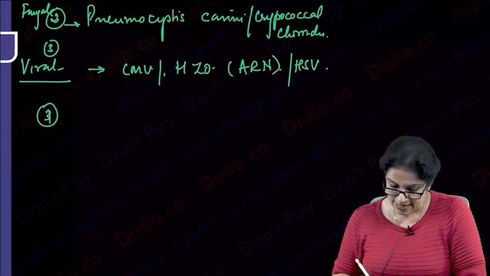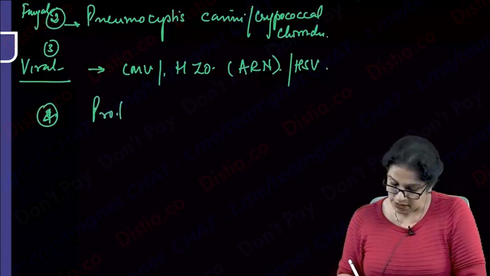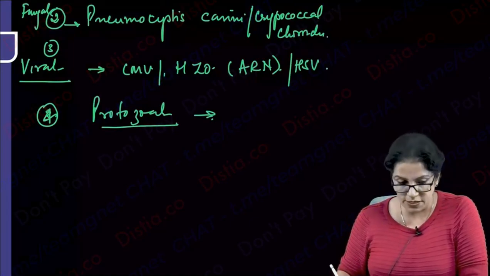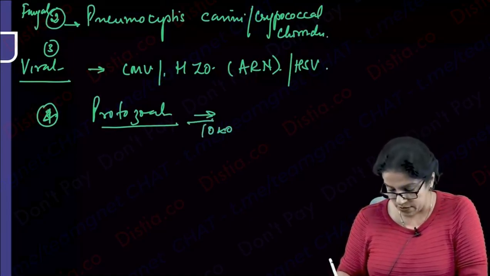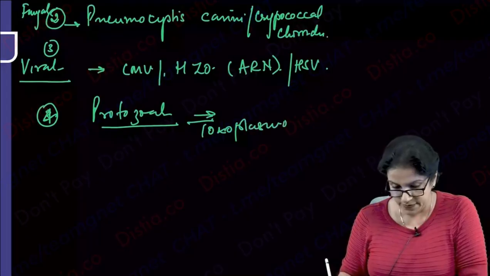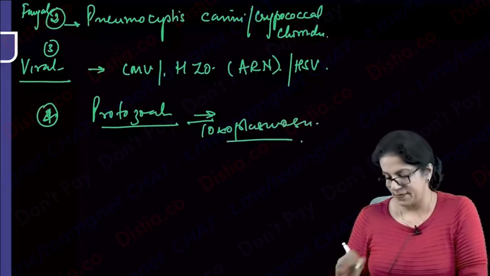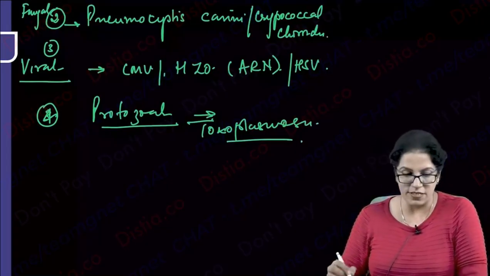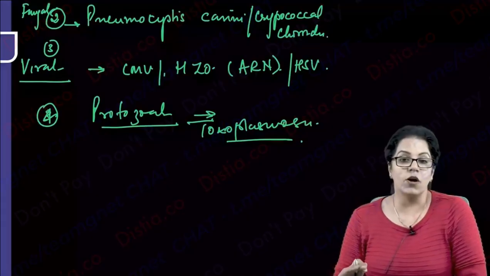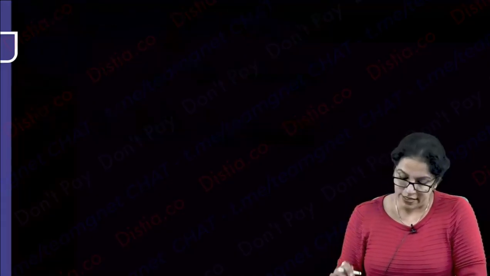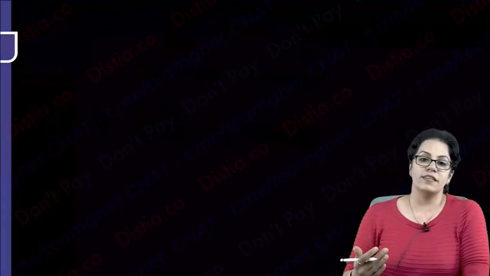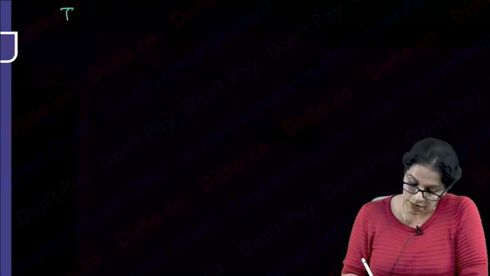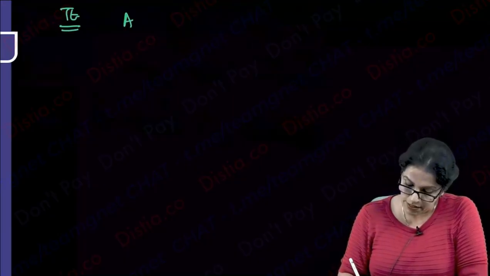And the next is protozoal infection, which of course is toxoplasmosis. We are going to learn about toxoplasmosis; it causes choroiditis. These are all the other opportunist infections. Once we know the etiological agent, you have to treat accordingly. So here the treatment will be antiretroviral therapy.